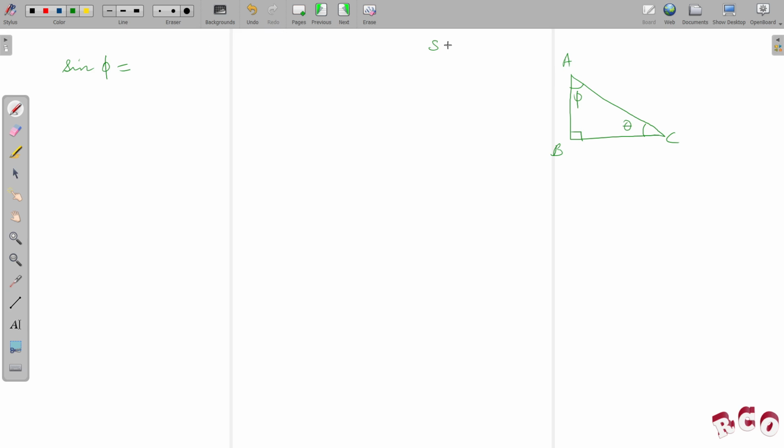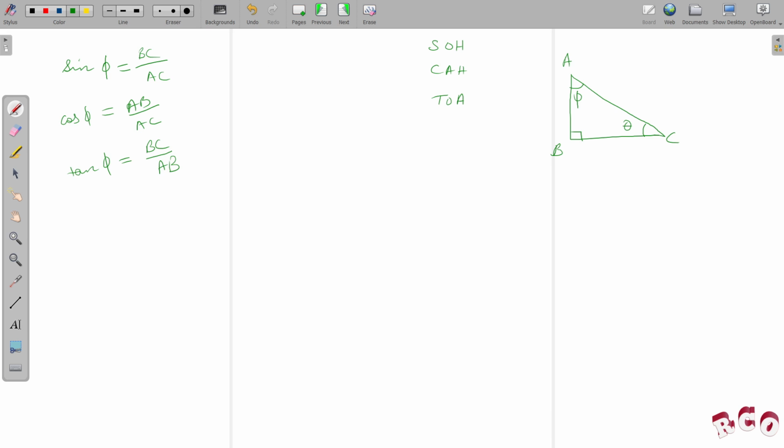So what is the formula of sine? Soh. So it will be opposite side BC, and hypotenuse is AC. And then cos phi is what it will be: adjacent, Ka. So cos is adjacent AB, and hypotenuse is AC. Tan phi will be Toa. Toa is what now? Opposite is BC, and adjacent is AB.